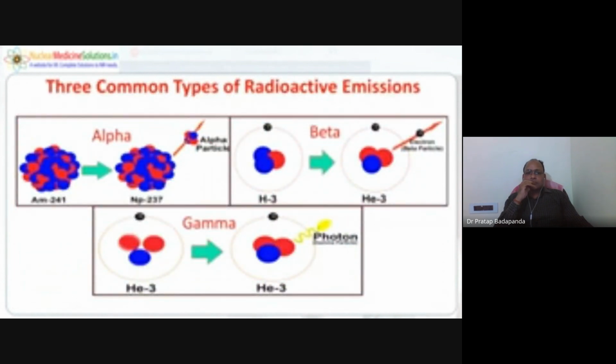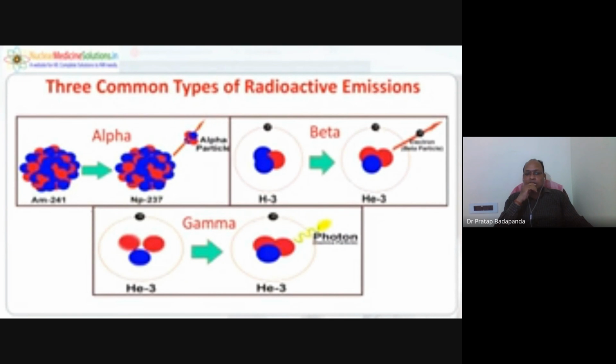Now there are three common types of radioactive emissions. One is alpha, one is beta, one is gamma, and they are all prominent in nature. We all come across in day-to-day work three different kinds of radiation emission: alpha decay, beta decay and gamma decay. What is alpha decay? How to define alpha decay? You have seen the americium-241 isotope. When it decays to neptunium-237, an alpha particle comes out. What is an alpha particle? That we will come across in the next slide.